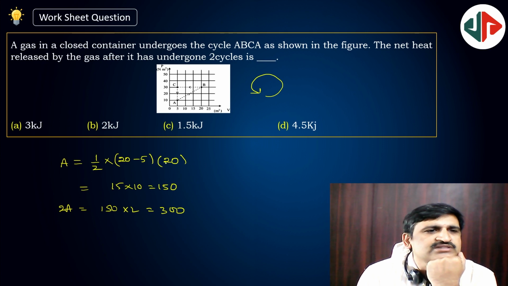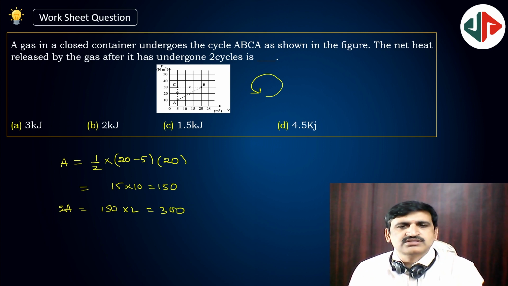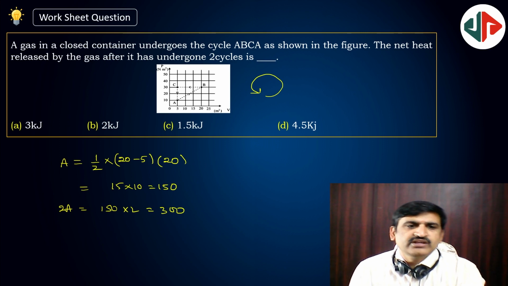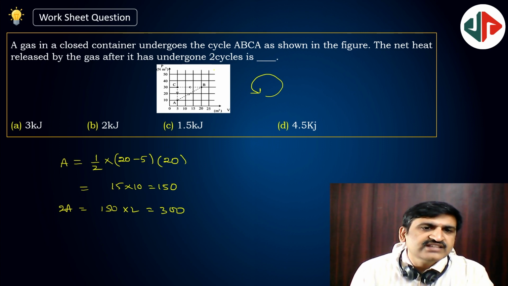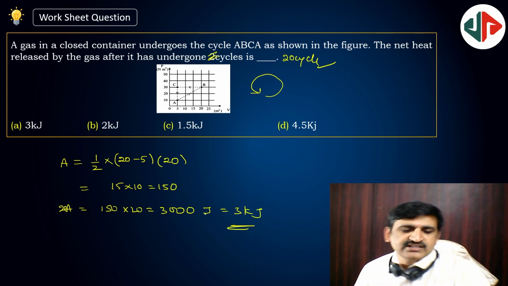How many moles does the closed container contain? It may not be 2 cycles, it can be 20 cycles. If it is 20 cycles, then obviously you need to multiply with 20. Then you can have 3000 joule, that means 3 kilojoule. So it is 20 cycles, not 2 cycles.